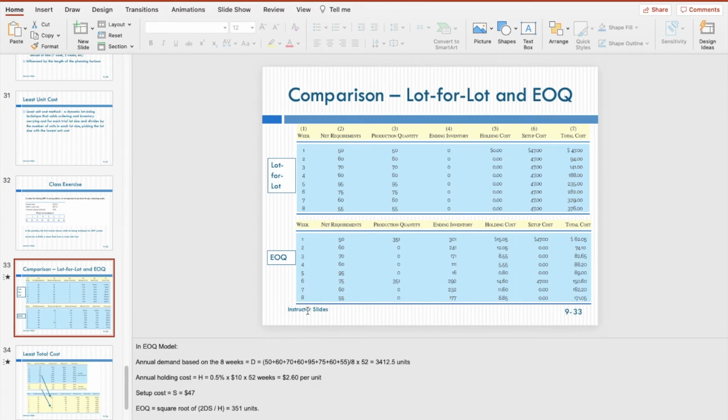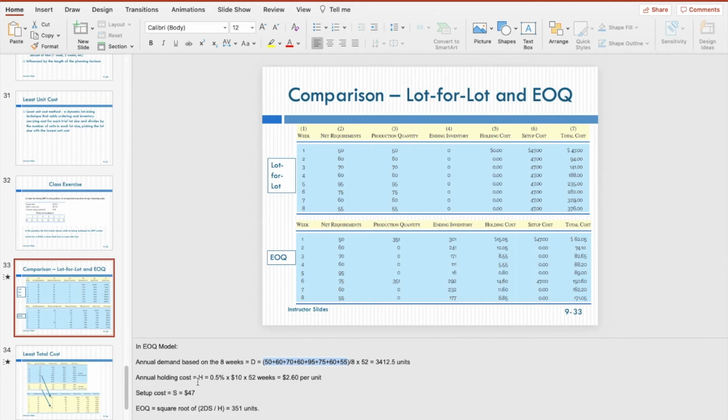And normally, in a year, how many weeks do we have? 52 weeks, right? That's why, if you want to calculate the annual demand based on the information related to these 8 weeks, you add up all these numbers shown here, divide by 8. That'll be the average weekly demand. And then you times 52, that will give you the annual demand, which is 3,412.5 units. So this will be the annual demand based on 8 weeks of information.